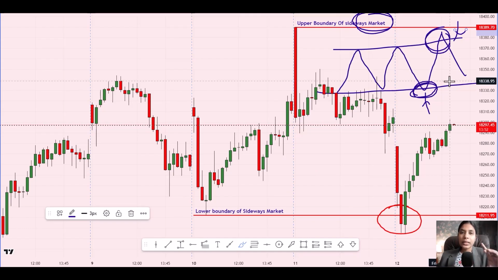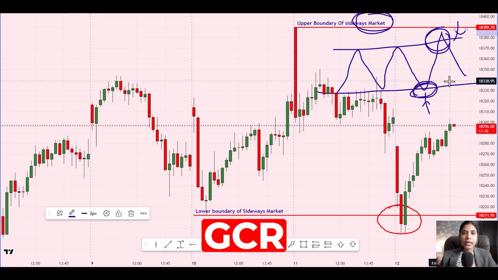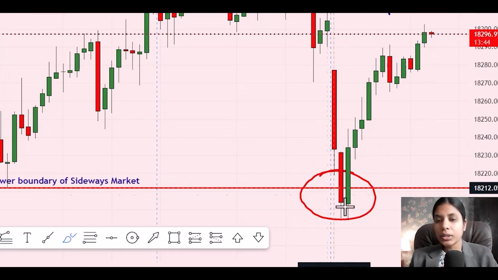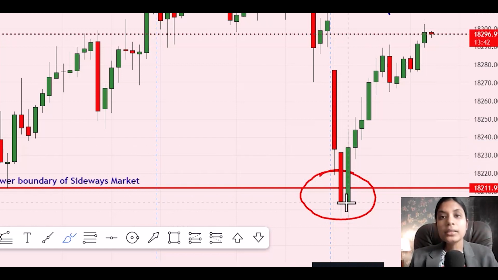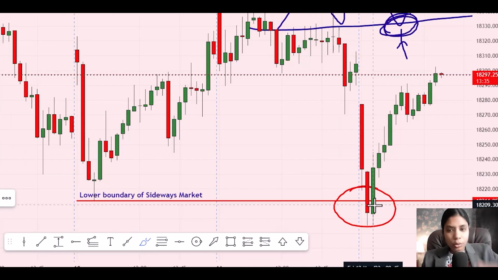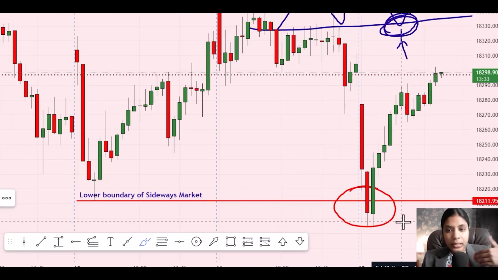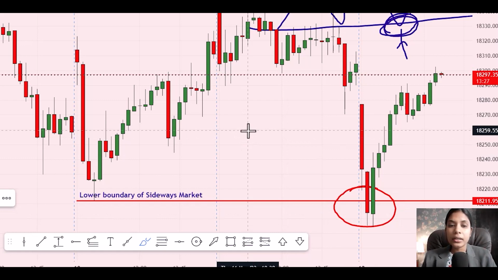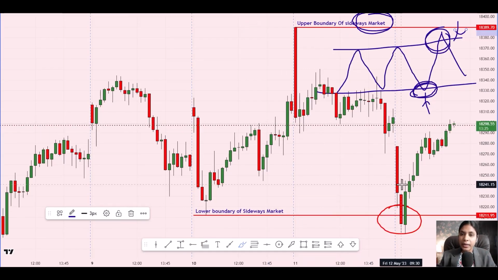And whenever there is a trapping pattern, I call it a GCR and RCR. Like this is a green candle reversal. This is when bears got trapped in the market. So whenever bears got trapped at the lower boundary and a green candle was formed, it means bulls have taken over the bears, you need to buy here, and you can keep 2 targets, right?